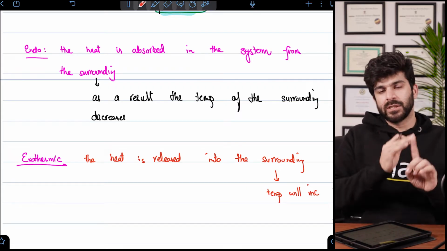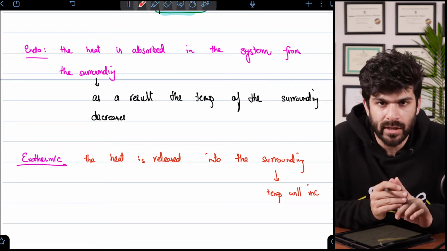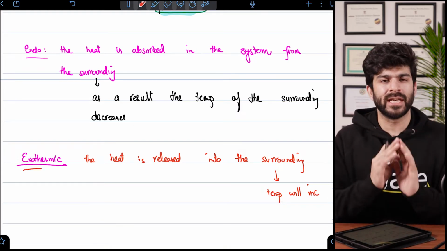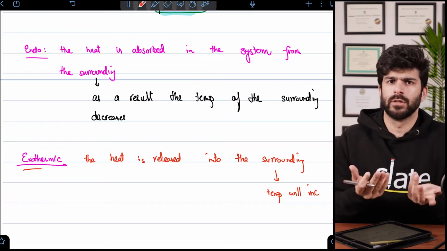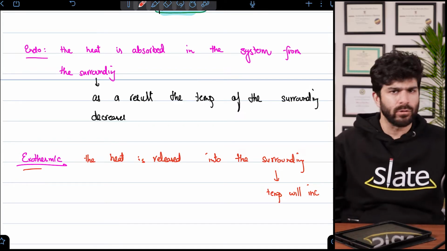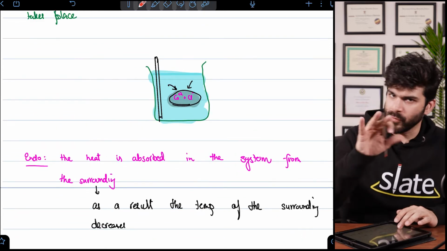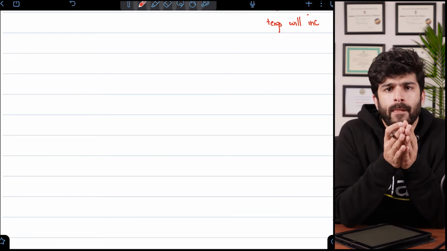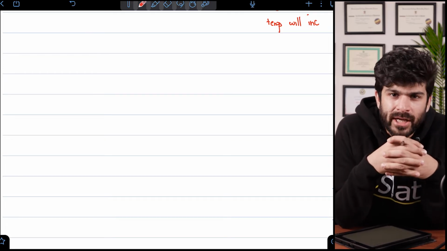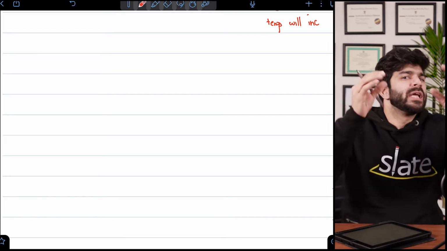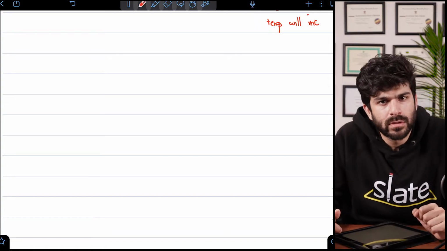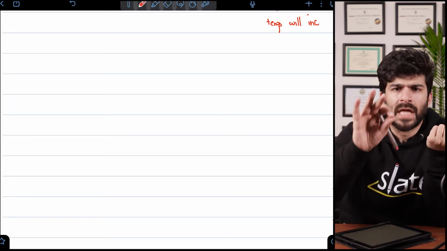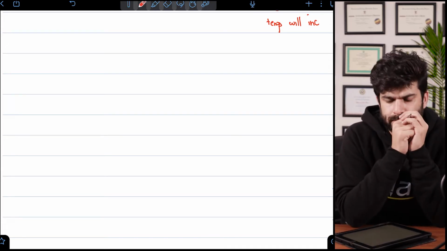So that is the concept about system and surrounding. In the case of exothermic, the temperature of the surrounding will increase, and the surrounding is even the solution, water, aqueous solution, and the surrounding outside as well. So that's what we know about these. Now, when we talk about chemical energetics, we need to keep in mind something about the kinetic particle theory. That will help you understand the concept.